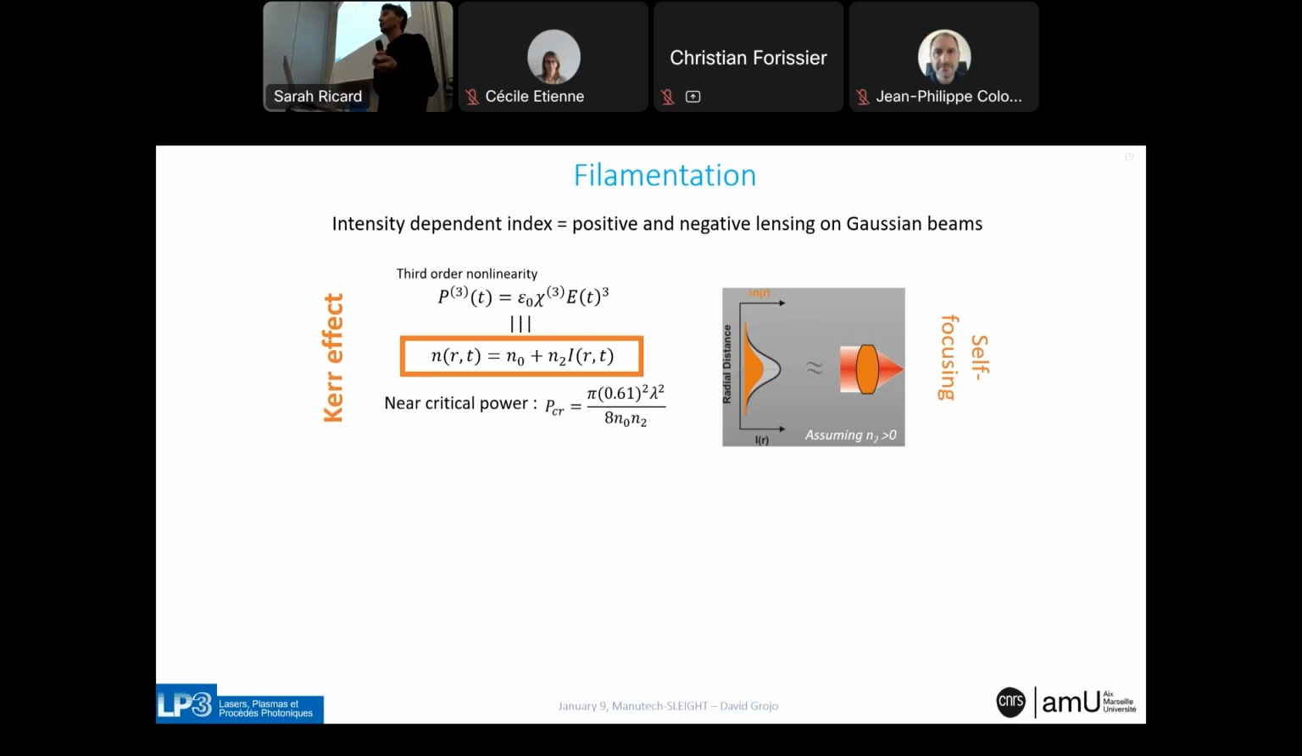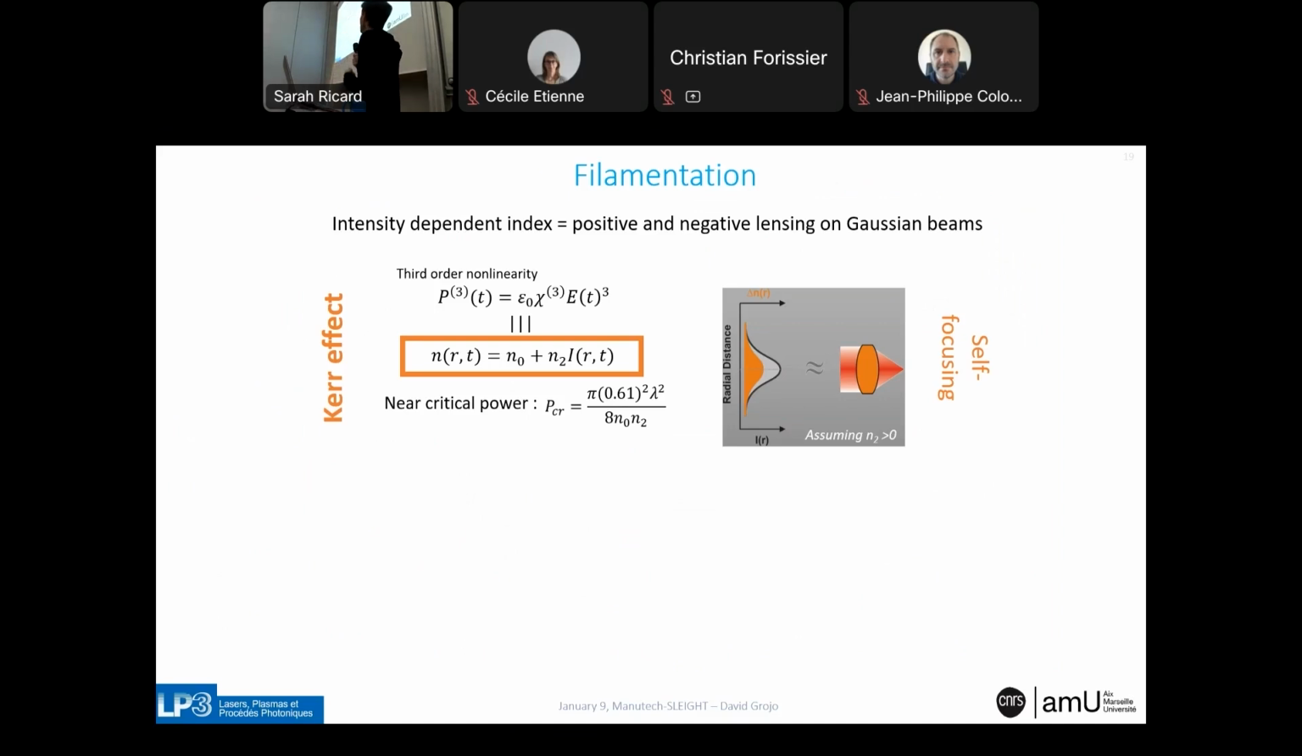Filamentation is based on the competition between two effects. What people call the Kerr effect describes the nonlinear refractive index. It consists in writing that the refractive index is a constant plus a constant multiplied by the intensity, so the nonlinear refractive index multiplied by the intensity, which is obviously a function of space and time. That makes the apparent index seen by this intense light depend on time and space.